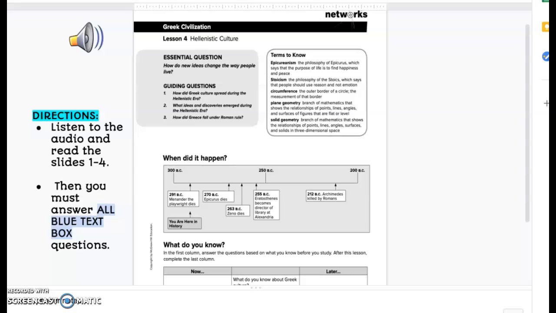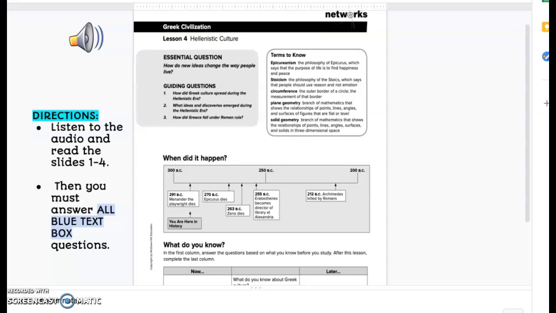Plane geometry, branch of mathematics that shows the relationships of points, lines, angles, and surfaces of figures that are flat or level. Solid geometry, branch of mathematics that shows the relationships of points, lines, angles, surfaces, and solids in three-dimensional space.